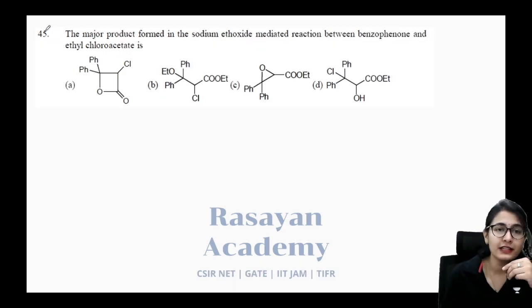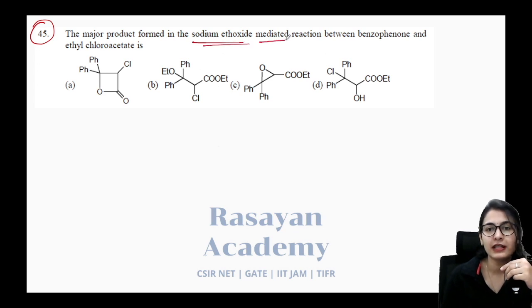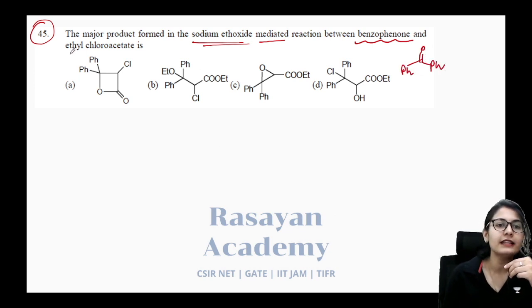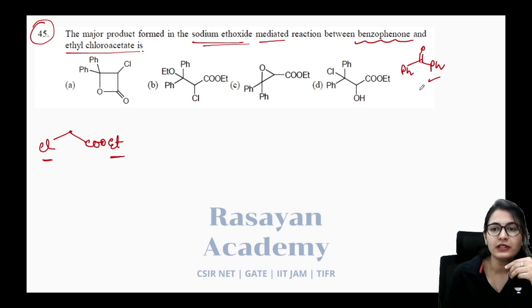Next question, very very simple guys. For all the questions, stop and try by yourself. The major product formed in the sodium ethoxide mediated reaction between benzophenone, that is this molecule, and ethyl chloroacetate. So it is ethyl chloro CH2COOEt, that is acetate. What can be the reaction between these two molecules in the presence of a base like this? Very simple reaction, do it by yourself.